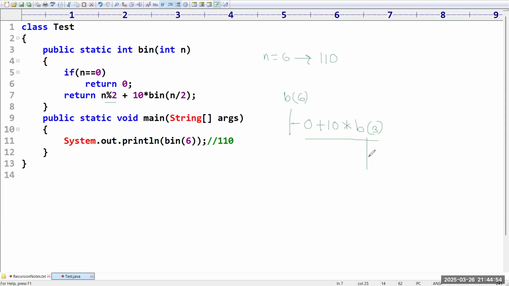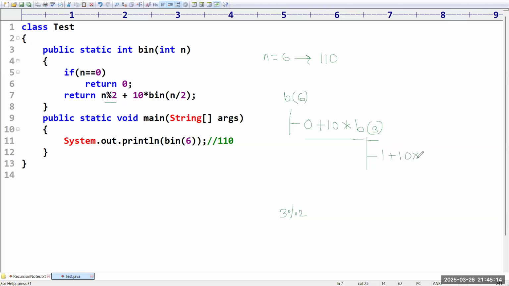For b is equal to 3, tell me, sir, what it will return? Now n is equal to what? 3. Sir, 3 percentage 2. What is 3 percentage 2? Tell me, guys. 1. So it is 1 plus again 10 into.